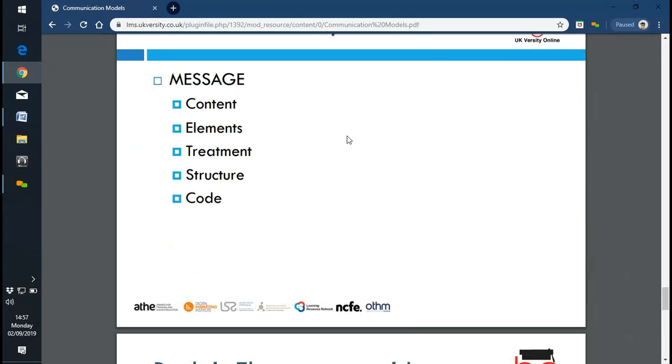The message itself is the content of the message, the elements it's made up from, how it is treated in the delivery, and the way it's structured as well. And sometimes code. Now, what would you say code was? What do you think code could be?